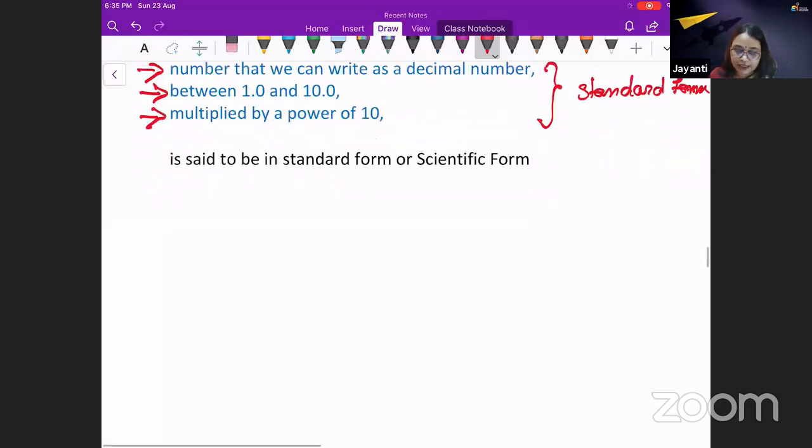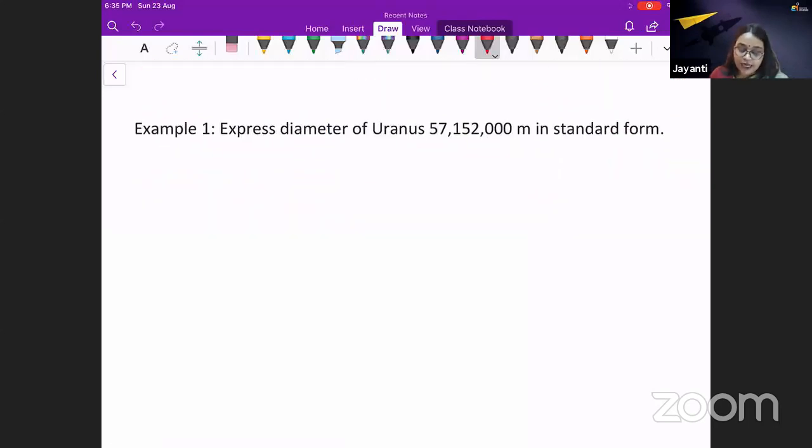So now let's solve a question on it. Express the diameter of Uranus, a number, in standard form. Now let's see what is this number. 5, 7. Can anybody write what is this number? 5 crore 71 lakh 52,000. Sorry, let me rewrite it. Wait. So 5 crore 71 lakh 52,000.